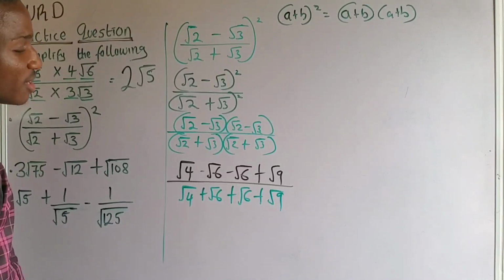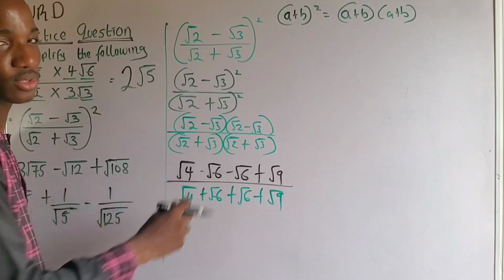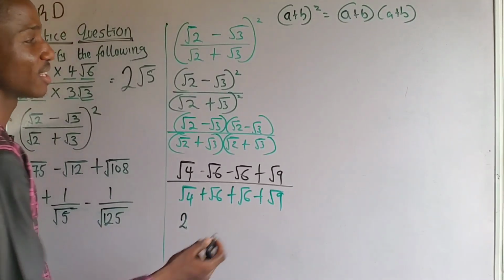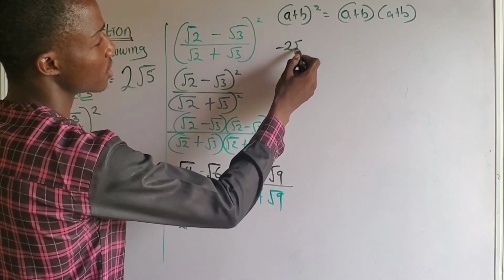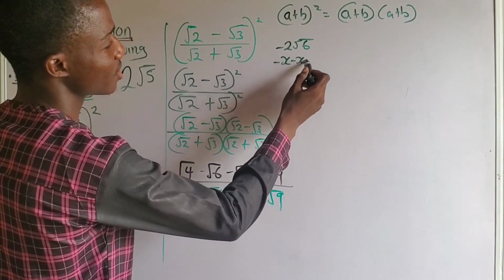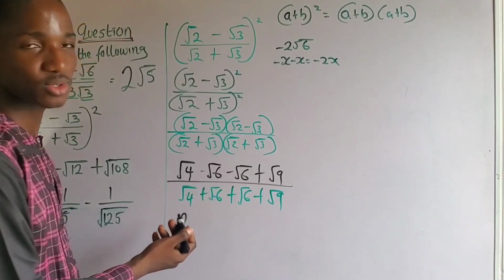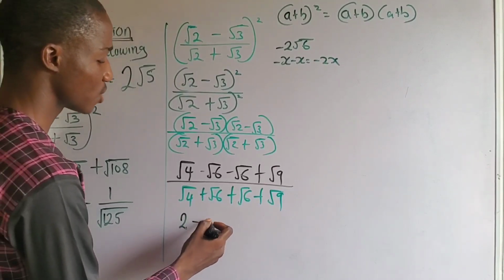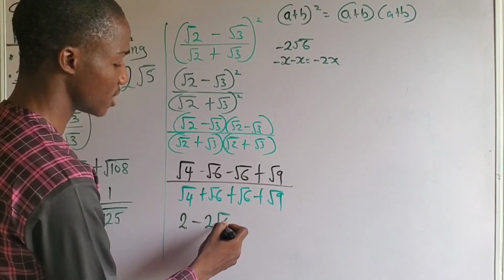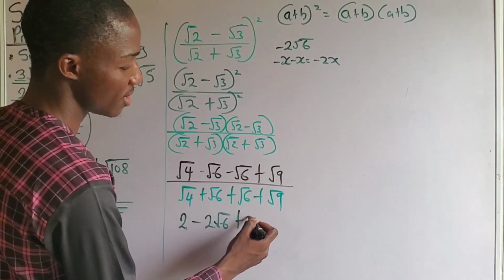Let's simplify. Root 4 is 2, yes. Minus root 6 minus root 6. What will be the answer? That will be what? Minus 2 root 6. It's just as if having minus x minus x, that is what? Minus 2x. Do you understand? So minus root 6 minus root 6 will give us minus 2 root 6. Okay? Then we have plus 9, plus root 9. Root 9 is what? 3.